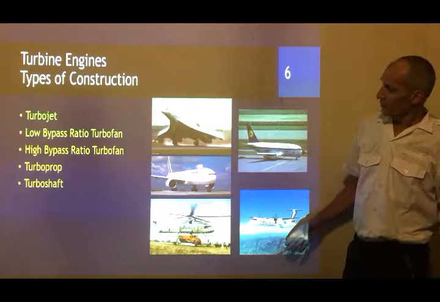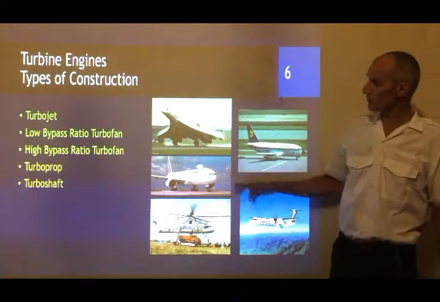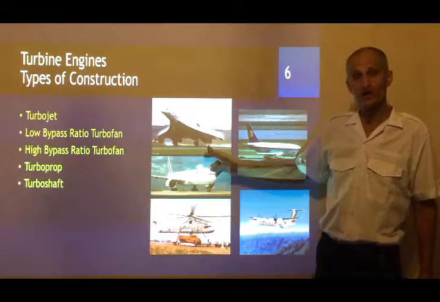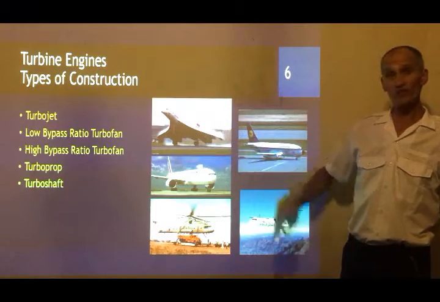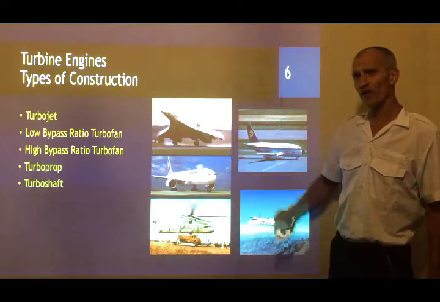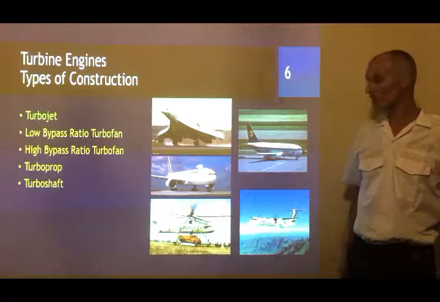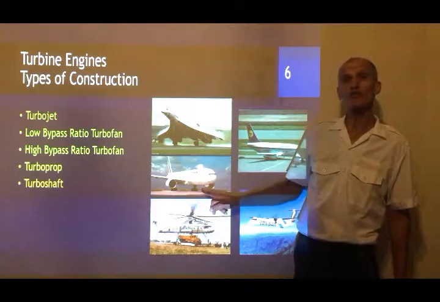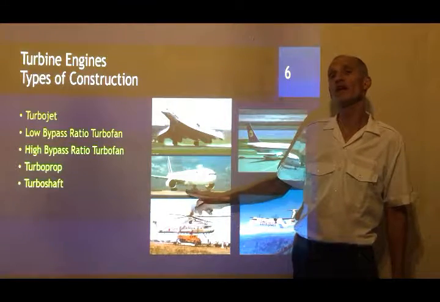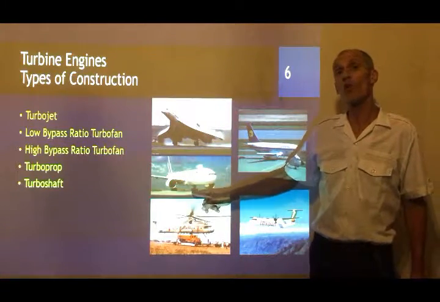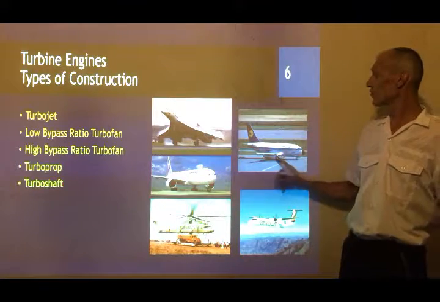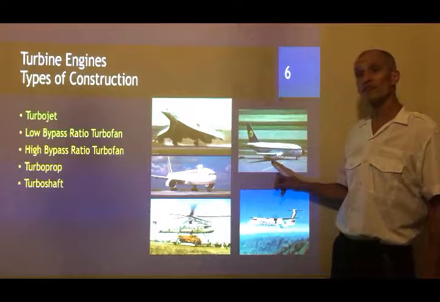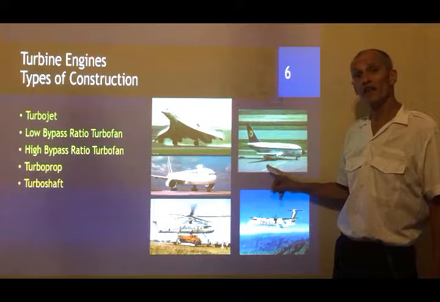The difference with the turbojet is that it does not have a fan in front of the compressor. A massive amount of noise gets produced, and it is very, very fast. There's the low bypass ratio, where you can see that the diameter is much smaller than the high bypass ratio. In the high bypass ratio, a massive amount of air gets ducted around the core of the engine, compared to the low bypass ratio, where only a small amount of air gets bypassed around the core of the engine.